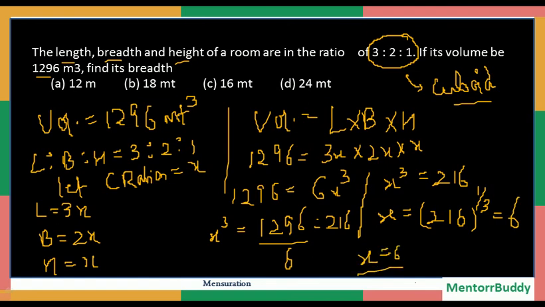Now the question was to find the breadth. We can see the breadth was 2x. So to figure out the value of 2x, it becomes 2 into 6, which is equal to 12, and that is option A, that is 12 meters.